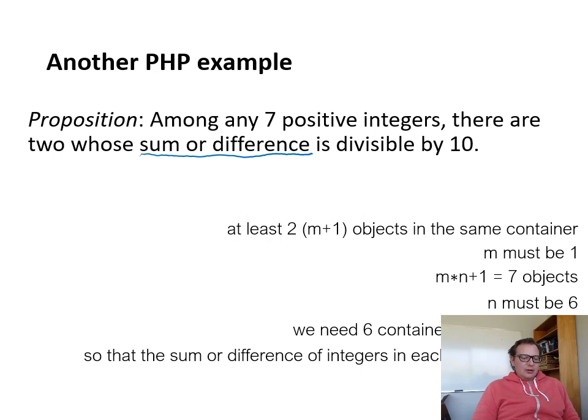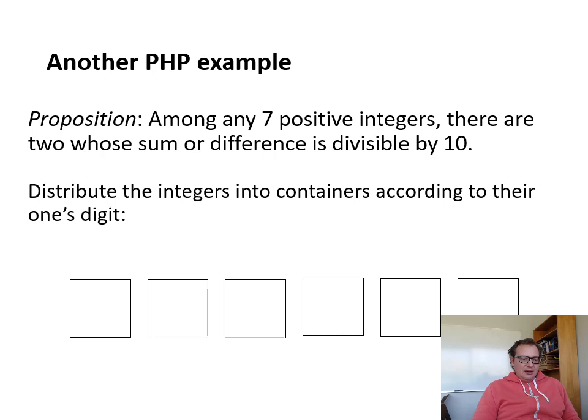So we want to do it so that the sum or difference of integers in each of these containers is divisible by 10. So then we'll be able to prove this. And here is the strategy. We want to distribute these integers into 6 containers according to their ones digit. And we'll have a container where this last digit is 0, then a container where the last digit is 1 or 9, 2 or 8, 3 or 7, 4 or 6, and 5.